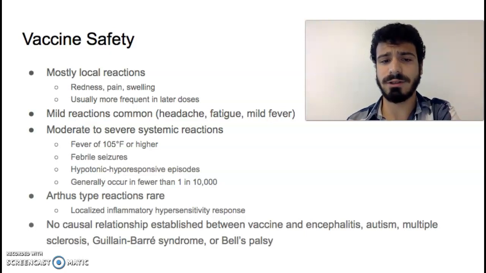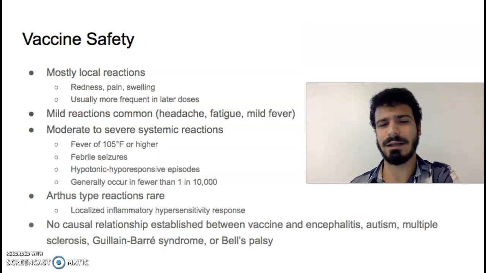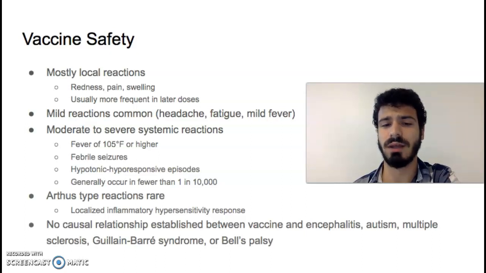Then Arthus-type reactions are also extremely rare, but they can occur. It's a localized inflammatory, hypersensitivity response, but it's extremely rare. And then there's no causal relationship established between the vaccine and diseases such as encephalitis, autism, multiple sclerosis, Guillain-Barré syndrome, palsy, and other such diseases.